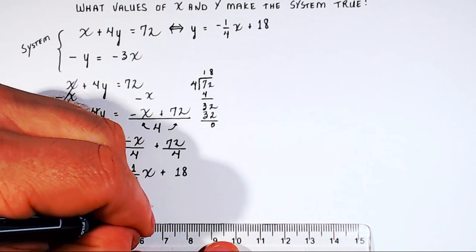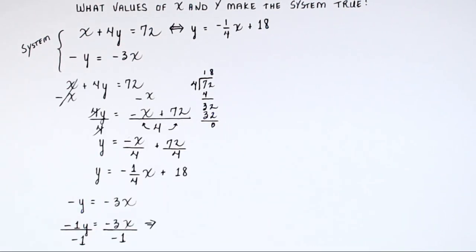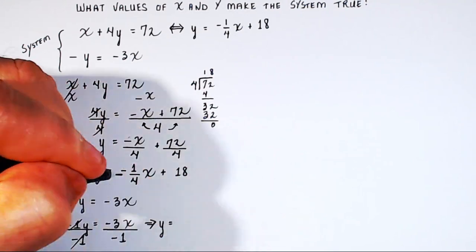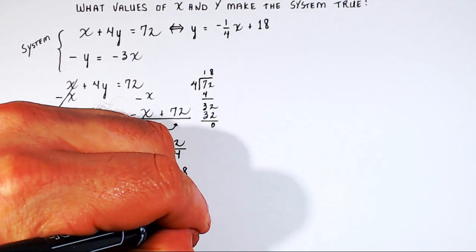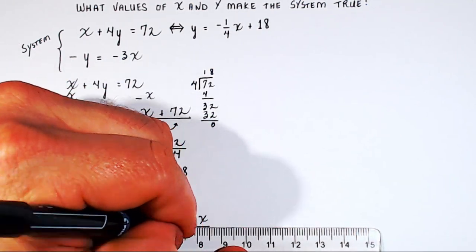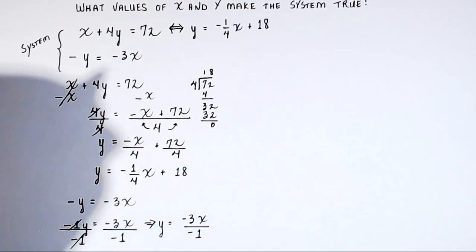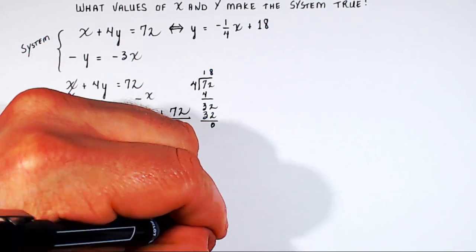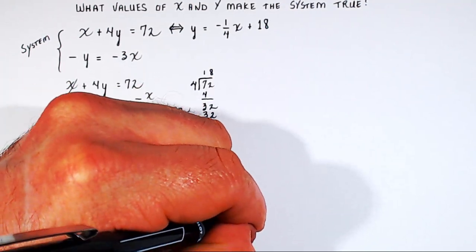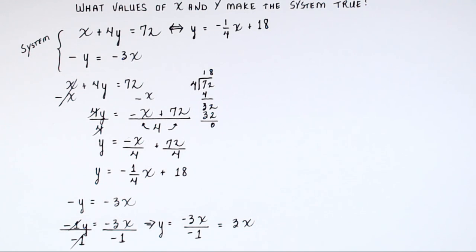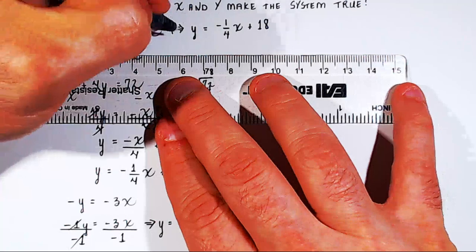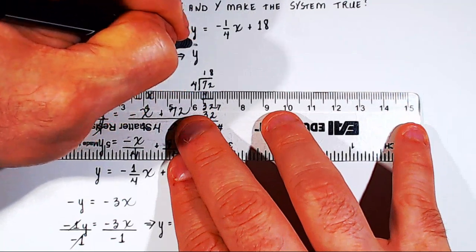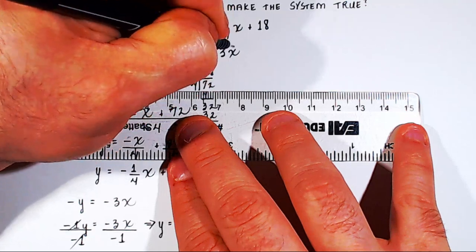And what that leaves me is these negative 1's cancel, and I'm left with y equals negative 3x divided by negative 1. Okay, now these negative signs will cancel because a negative divided by a negative is a positive, which leaves me just 3x. We don't have to write 3x over 1. It's just convention. We don't have to write it. So to rewrite this up here, we have y equals 3x.